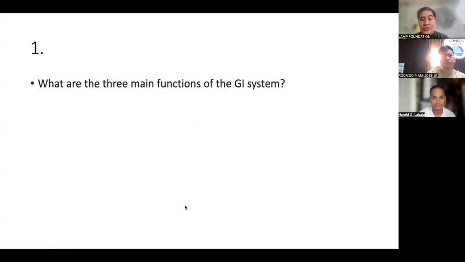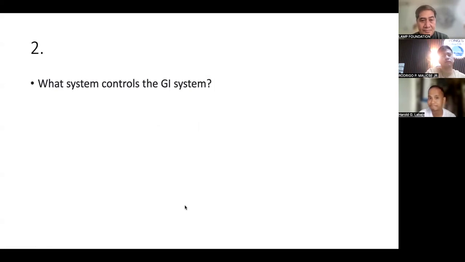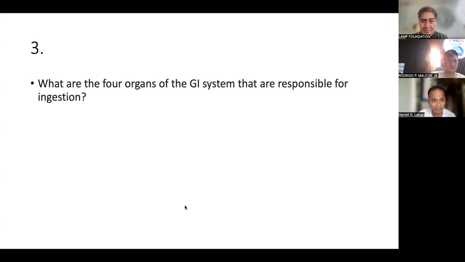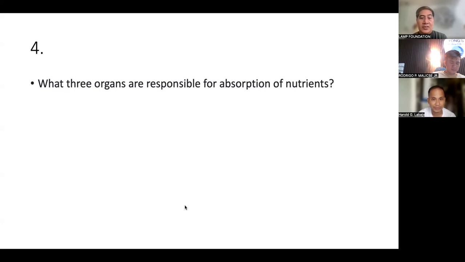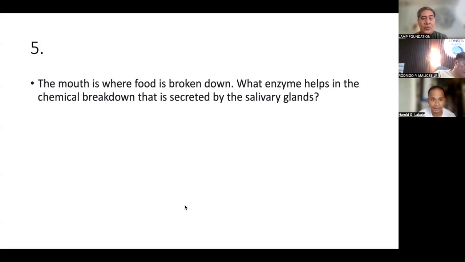What are the three main functions of the gastrointestinal system? Digestion, absorption, metabolism. What system controls the gastrointestinal system? Parasympathetic nervous system. What are the four organs of the GI system responsible for ingestion? Mouth, salivary glands, pharynx, and esophagus. What three organs are responsible for absorption of nutrients? Stomach, small intestine, and large intestine.